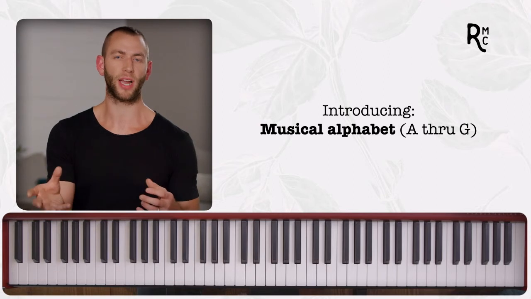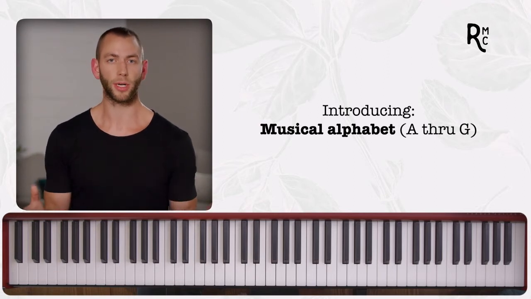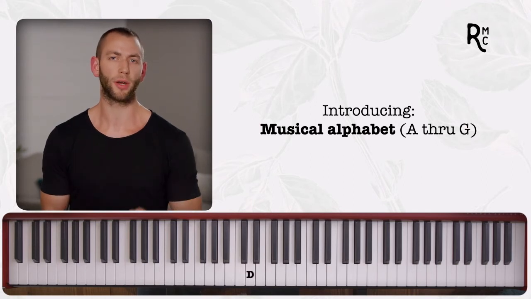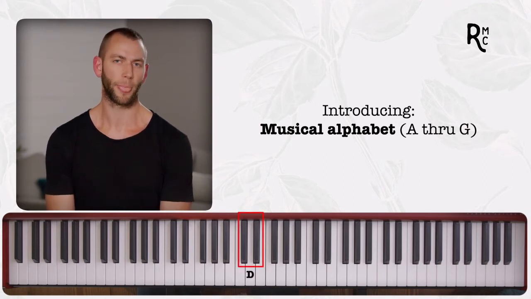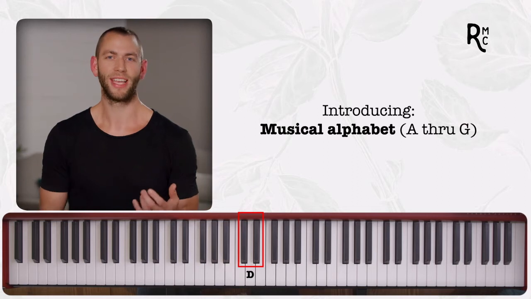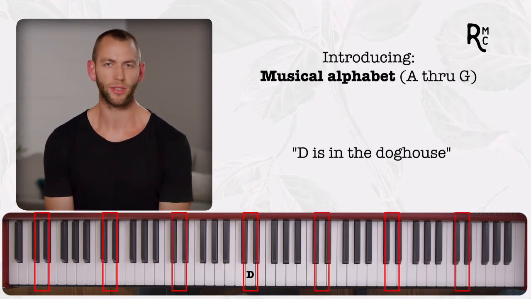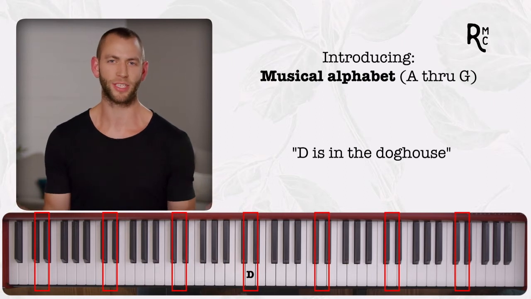But another way you can find notes a little quicker is just remembering that the note D is in the very middle of the 2 black keys. If you want to remember this helpful little slogan, D is in the doghouse. The 2 black keys are the walls of the doghouse. Can't tell you how many kids I've taught that to, and it really works. It helps you remember where D is at least.